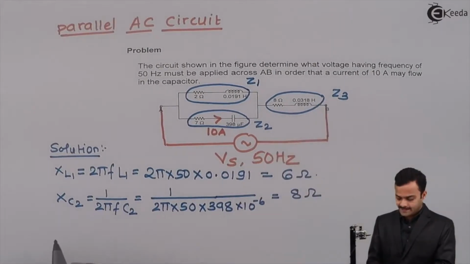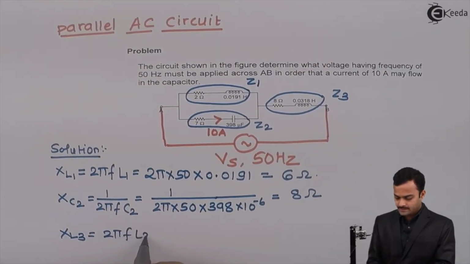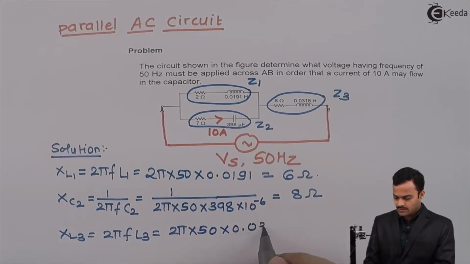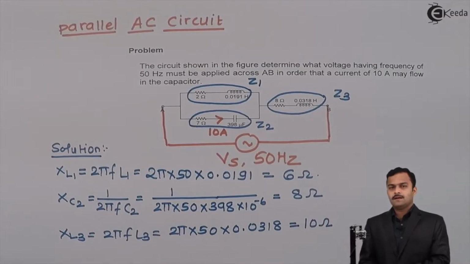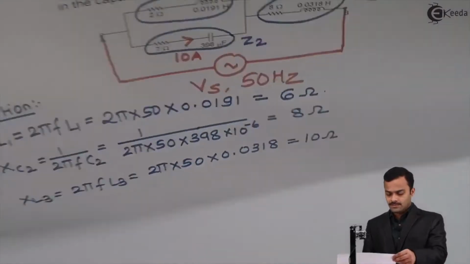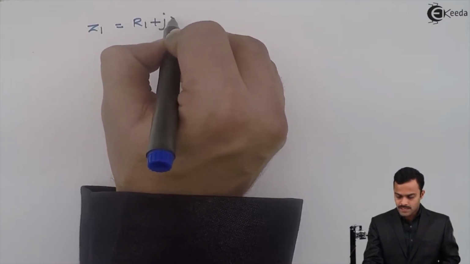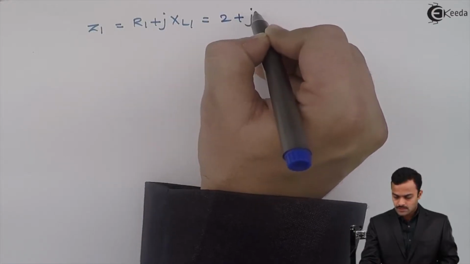And finally, XL3 equals 2 pi f L3, which is 2 pi multiplied by 50 and L3 is 0.0318. The answer you will get for XL3 is 10 ohm. Now we are ready with all the reactances, so I can say Z1 equals R1 plus jXL1, which is equal to 2 plus j6 ohm.